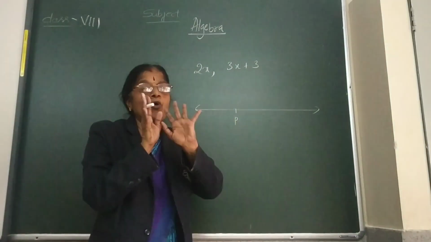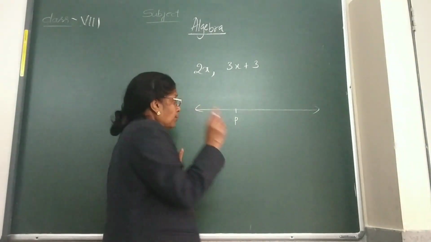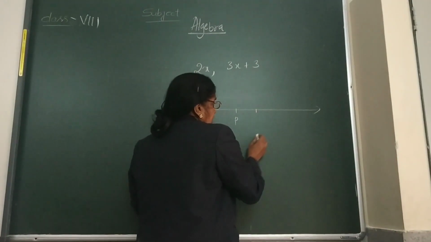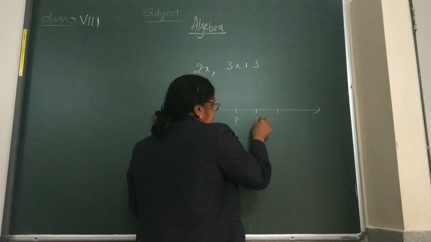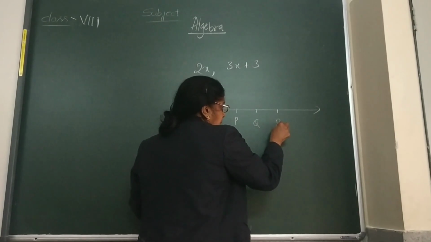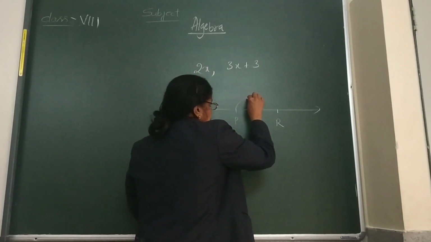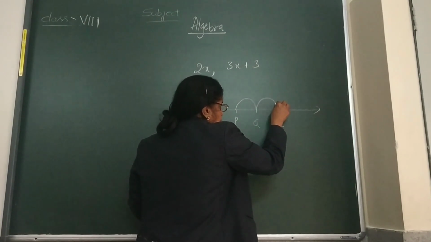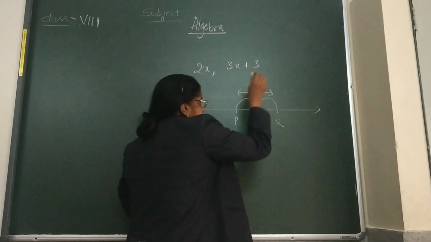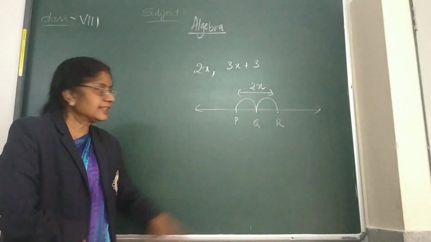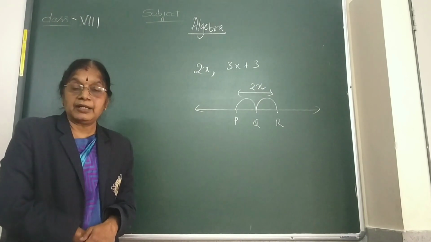2x, I don't know what is the value. The fixed value is not there. So what do I take? 1 centimeter I take as 1 unit, 2 centimeters I take as 2 units. So this became Q and this became R. 2x positive. So this is 1x and this is 2x. Both these together represent what we call 2x. This is how we can represent a variable on a number line.